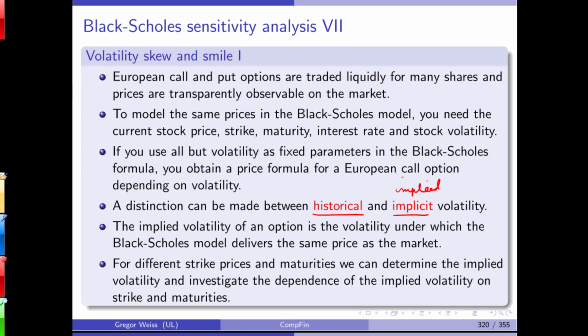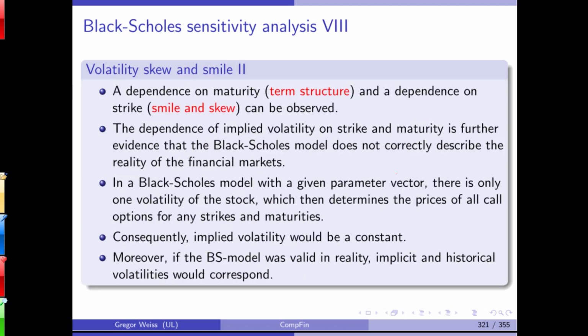And the implied volatility is the volatility under which the Black-Scholes model delivers the same price as in the market. For different strike prices and maturities, we can then determine the implied volatility and investigate its dependence on strike and maturity, the term structure. It depends on the strike, and this is the smile and skew that can be observed.